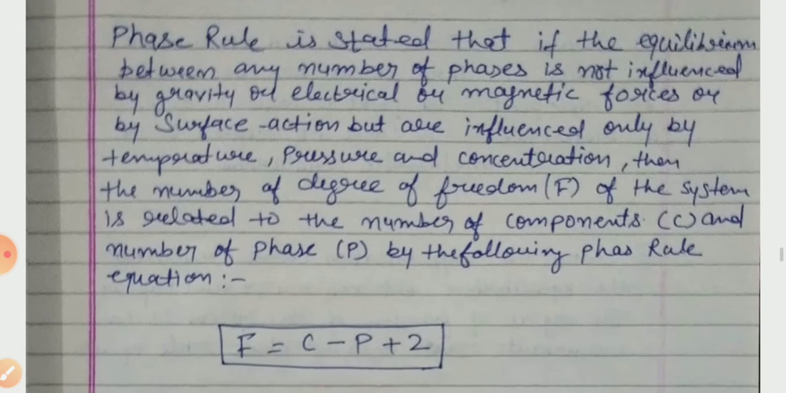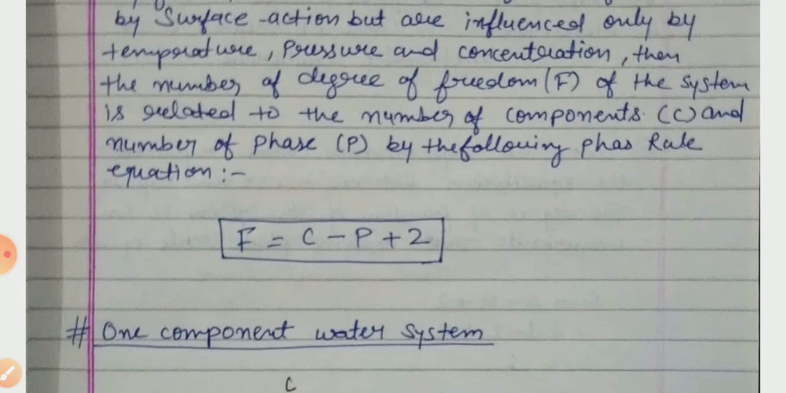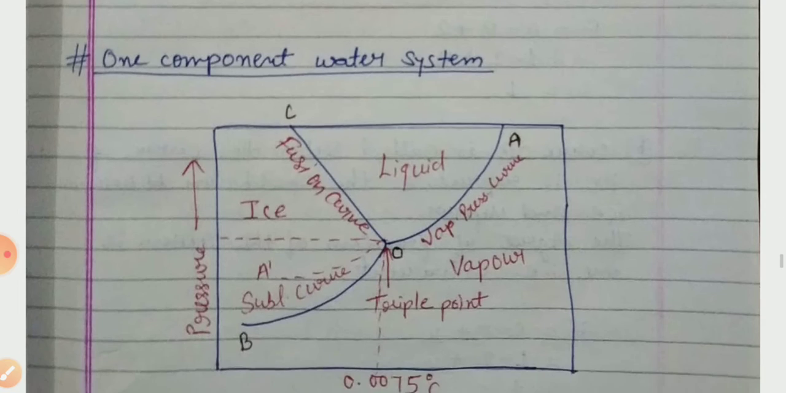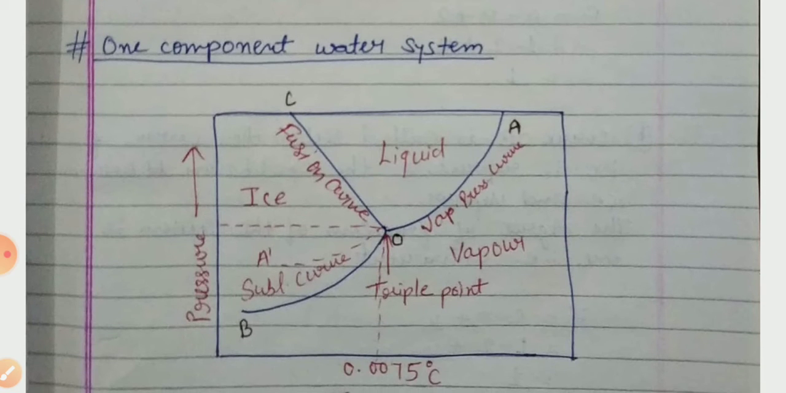Therefore, the phase rule is F equals degree of freedom equals C minus P plus 2. C is the number of components, P is the number of phases, and plus 2 is part of the phase rule. The first example for the phase rule is a one-component system of water.